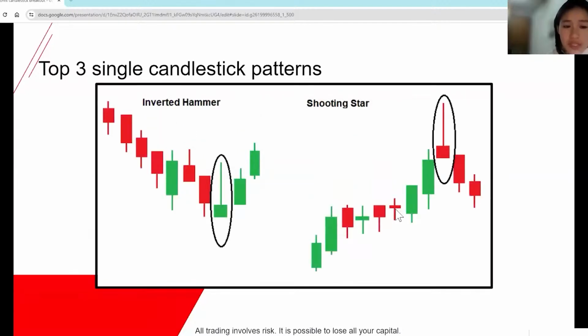Okay, next we have the inverted hammer and the shooting star. So the inverted hammer basically doesn't have any bottom wicks at all, and the shooting star as well. So you can see it's exactly the same. The difference would just be the color of the candlestick. Inverted hammer, since it's green, it's obviously a reversal into an uptrend. Shooting star is obviously a reversal into a downtrend.